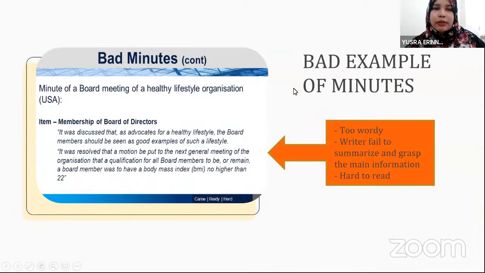So here we come to the bad examples of minutes. Why is this a bad example? Because it is too wordy. There are so many unnecessary words. The writer failed to summarize and grasp the main information, and it is hard to read. Why is it hard to read? Because it's too wordy. It was discussed that as advocates for a healthy lifestyle, the board members should be seen as good examples of such a lifestyle.